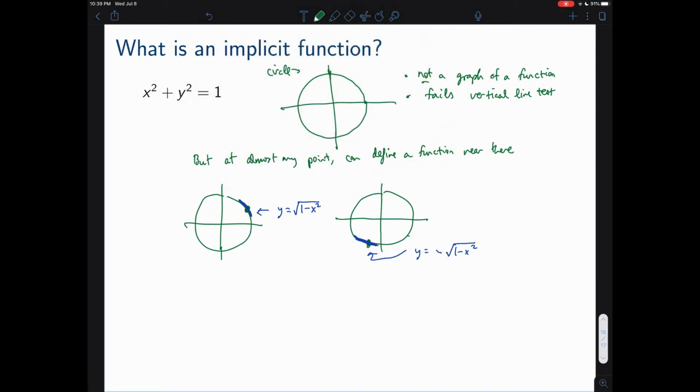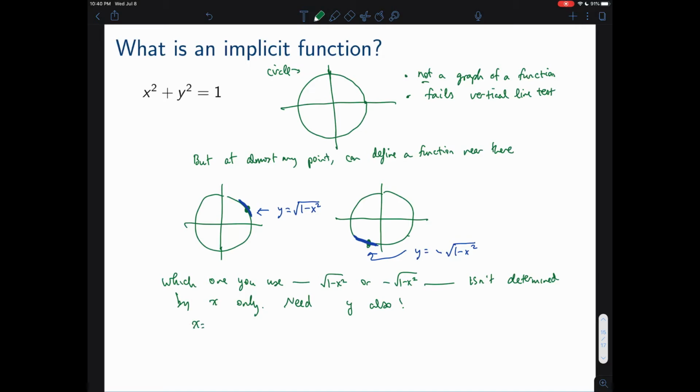So which one you use, either square root 1 minus x squared or minus square root 1 minus x squared, isn't determined by x only. You need y also. Like if I told you that x was 0, then it could be y equals plus 1 or y equals minus 1. Which one is it? So that is the reason why in the derivative formula it's okay for y to show up, because which y you pick affects what function you're drawing.